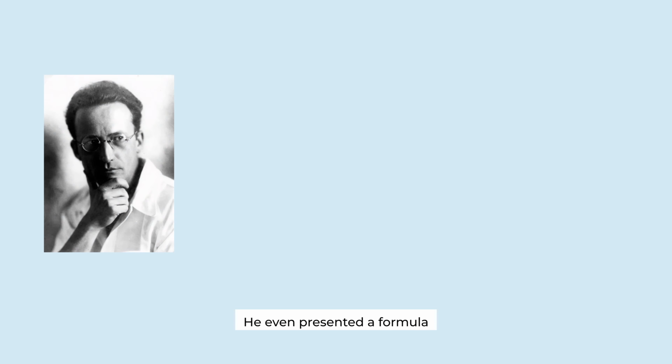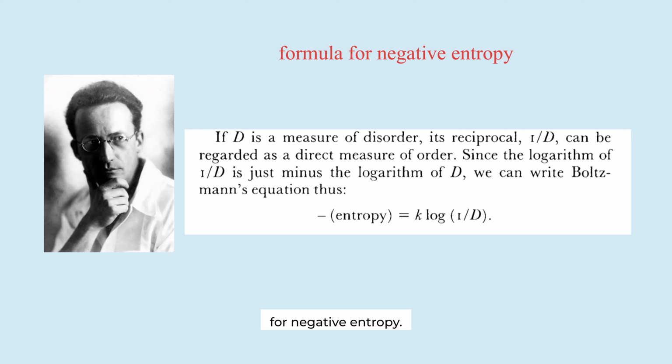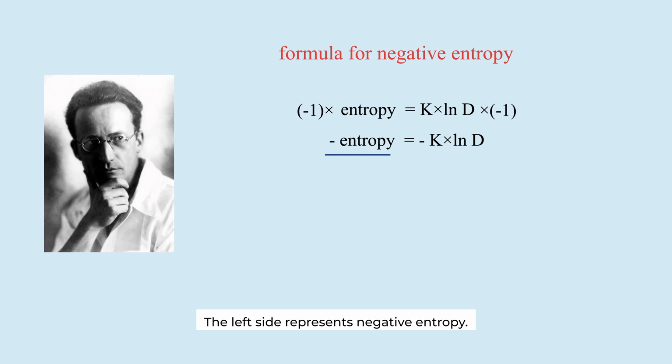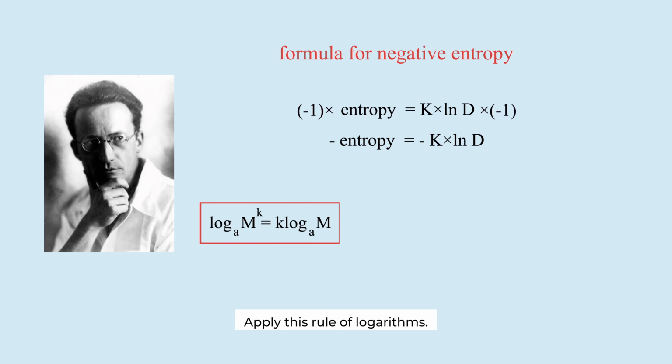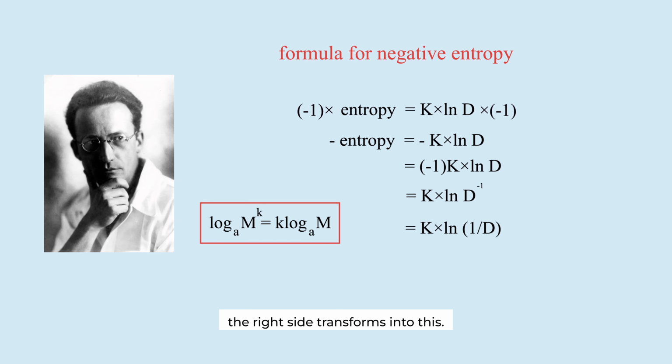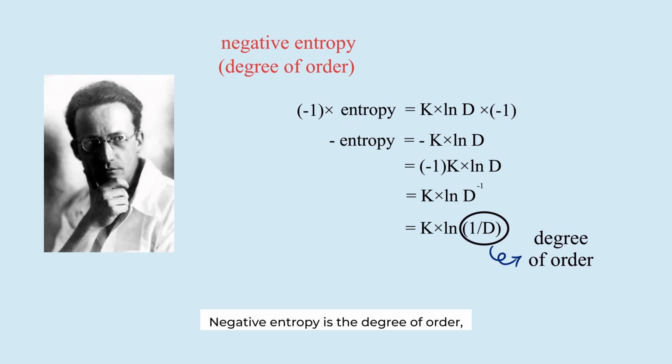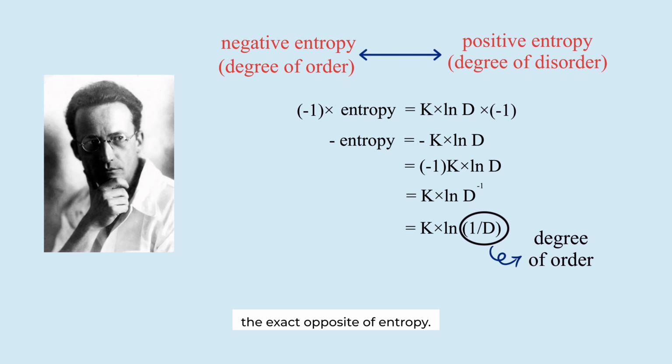He even presented a formula for negative entropy. It's the entropy formula multiplied by a negative sign. The left side represents negative entropy. On the right side, there's a logarithm. Apply this rule of logarithms. The right side transforms into this. It's the reciprocal of this order D. So it represents the degree of order. Negative entropy is the degree of order, the exact opposite of entropy.